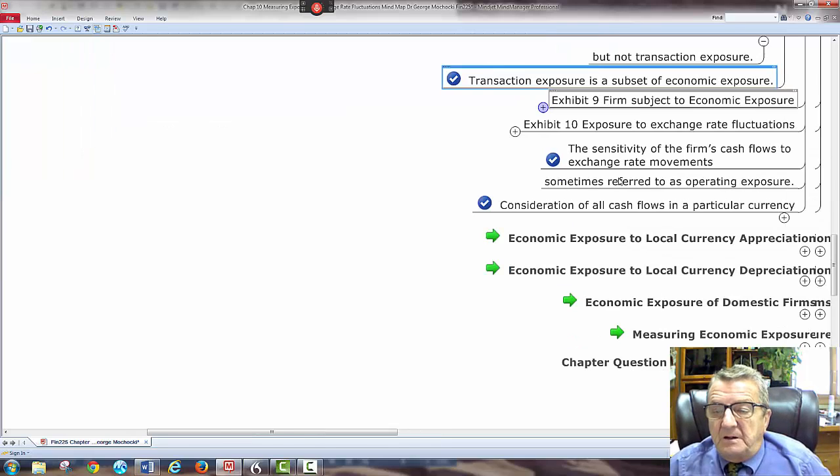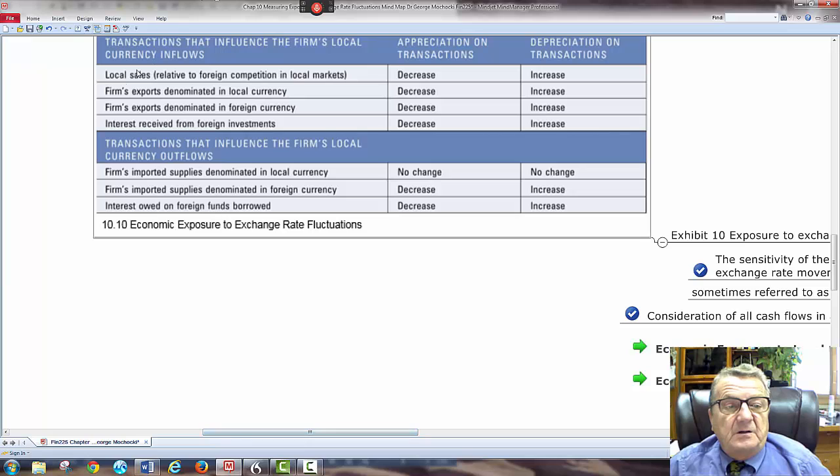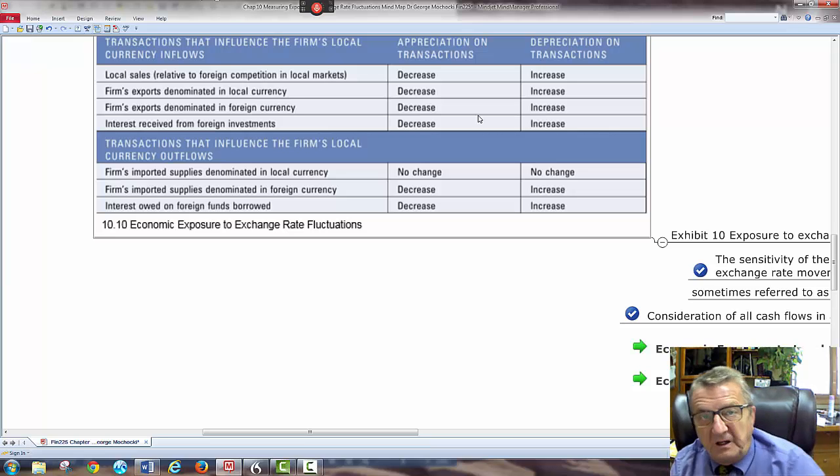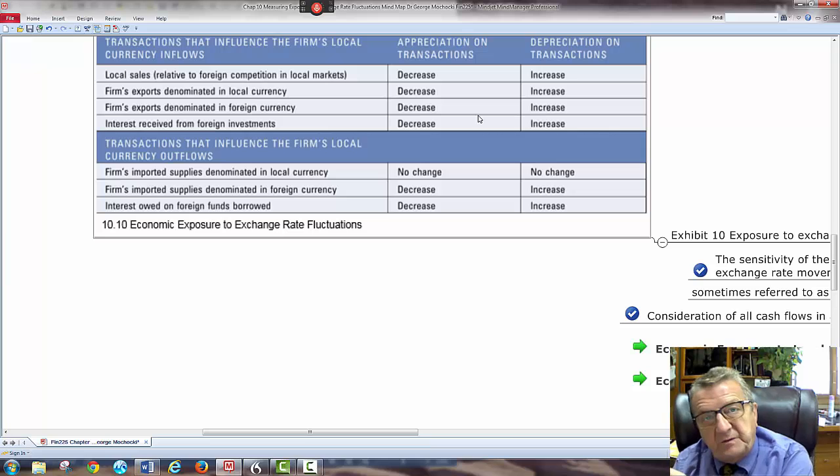Okay. Now Exhibit 10. Again, another exhibit. Exposure to rate fluctuations. Again, local losses received of foreign competition decreases. Depreciation on transaction. Appreciation on transaction decreases. Depreciation increases. Okay. You have to look what's happening here and looking at the MNC, the total MNC. This is a subsidiary. Something's going on. You've got different countries, different currencies. How does it overall affect my MNC?